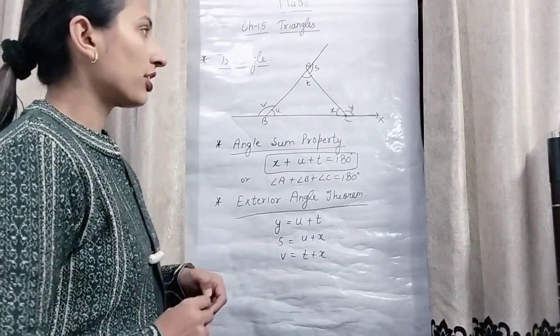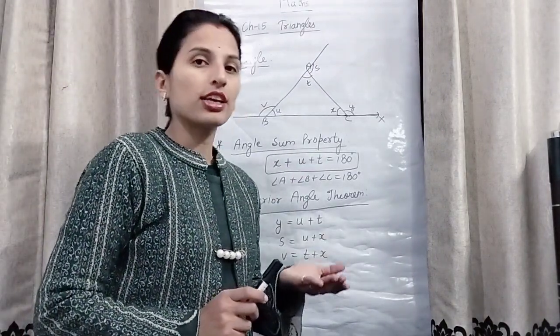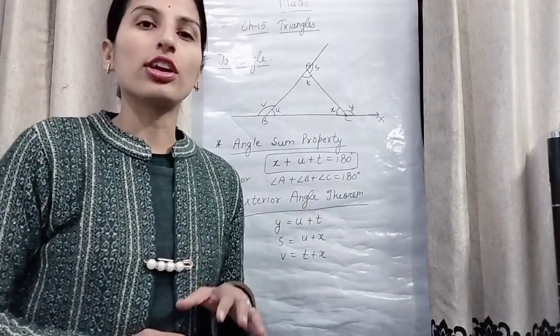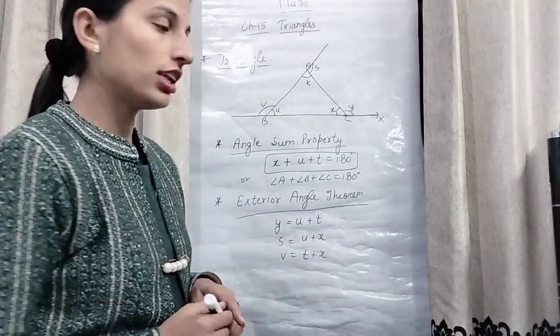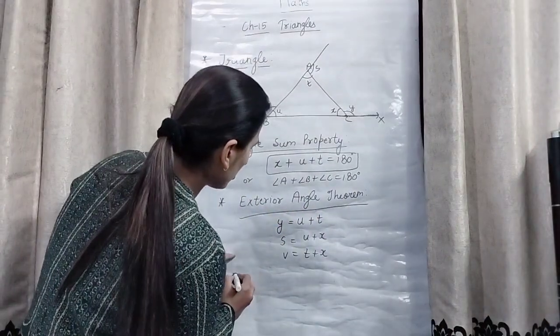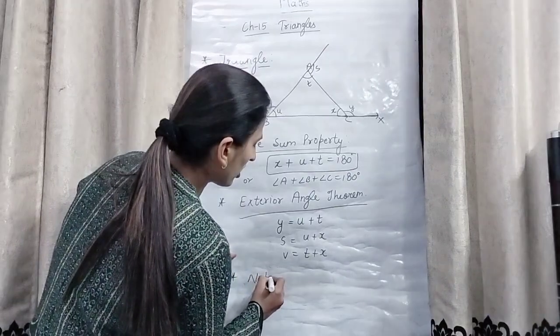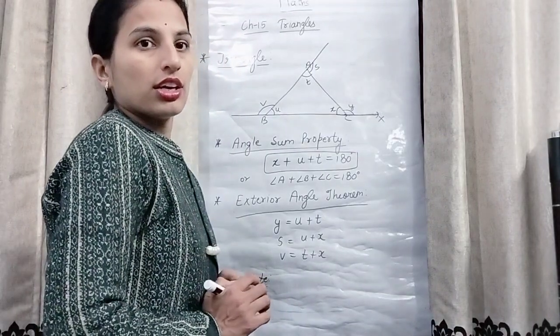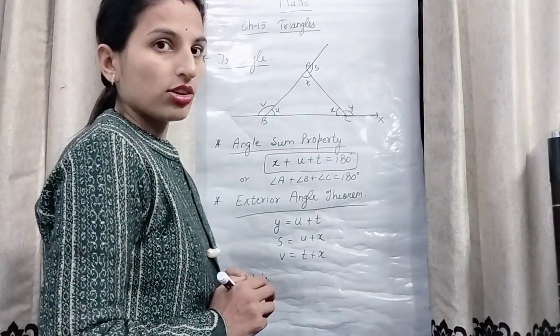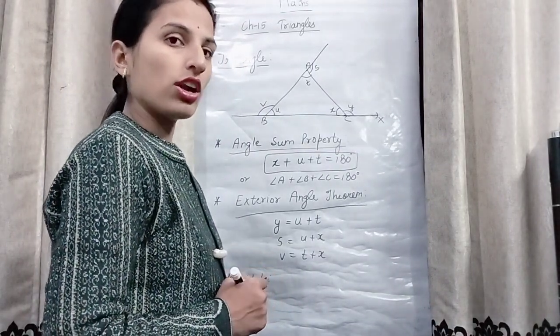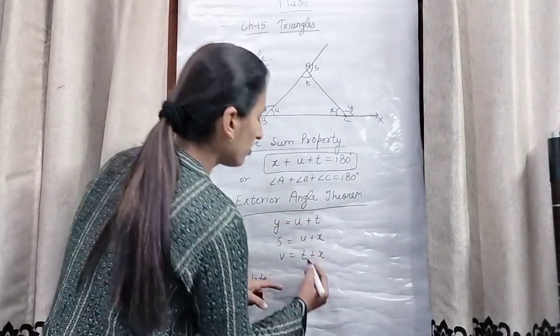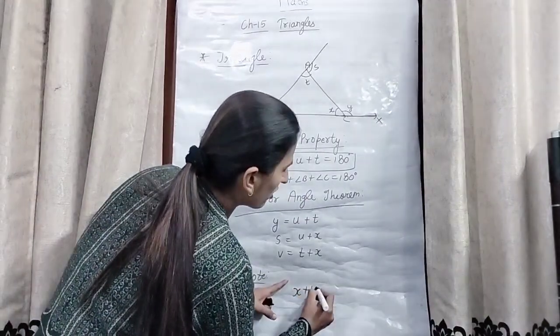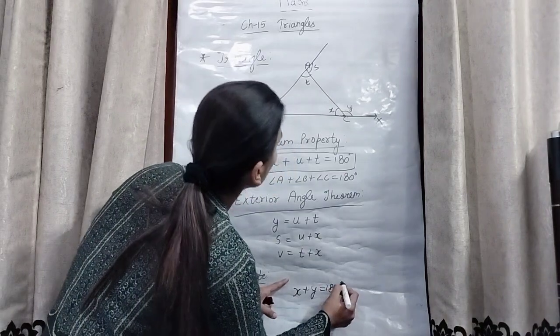And if any interior angle is given and you want to calculate the value of the exterior angle, then you can calculate it using the sum of adjacent angles. The sum of adjacent angles is always equal to 180 degrees. You have all read this in chapter 12. So X plus Y equals 180 degrees.